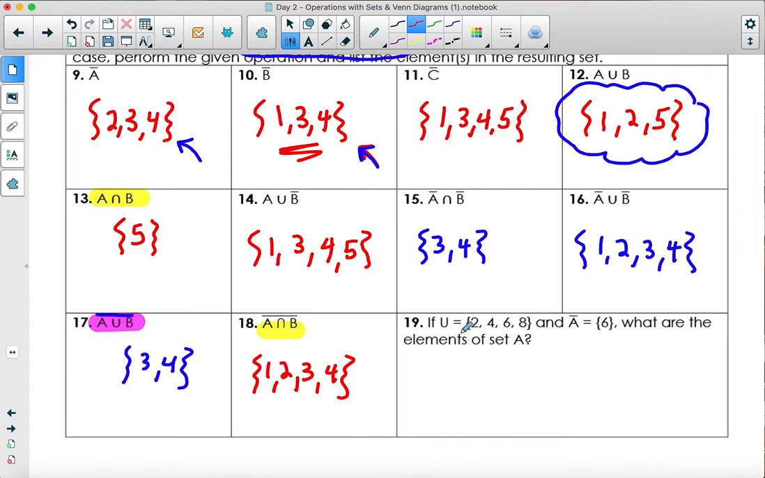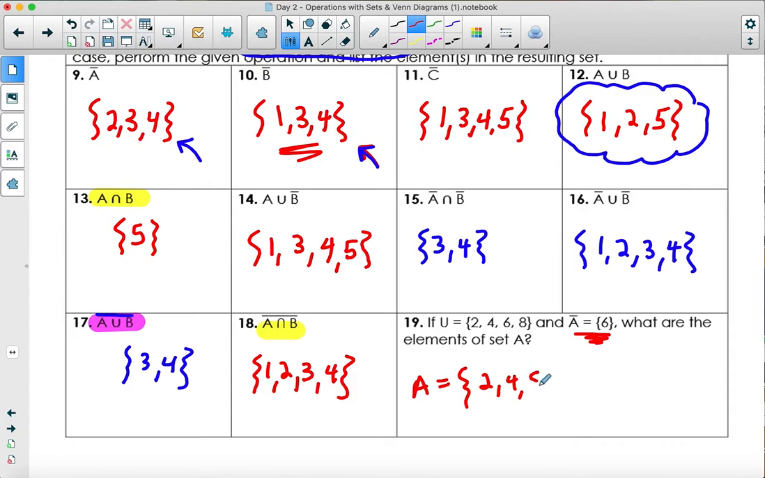Okay, let's see, let's read this one. We have this universal set, 2, 4, 6, 8, and we have the complement of A. So this time they're giving us the complement of A, and they're saying, hey, what must set A itself have had in it? So that means, well, if the complement had 6, that means A must have had the 2, 4, and the 8.